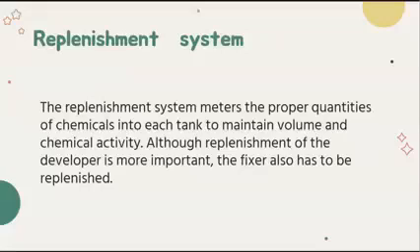Now let's go with the replenishment system. The replenishment system meters the proper quantities of chemicals into each tank to maintain the volume and chemical activity. Although replenishment of the developer is more important, the fixer also has to be replenished. Okay? So in the replenishment system, for example, the volume of your processing chemical is at this measurement only. So the replenishment system maintains that measurement until you change it manually. Okay? So wash water again is not recirculated and therefore is continuously and completely replenished. So your water should be fresh and good, and this is, again, not agitated or mixed.